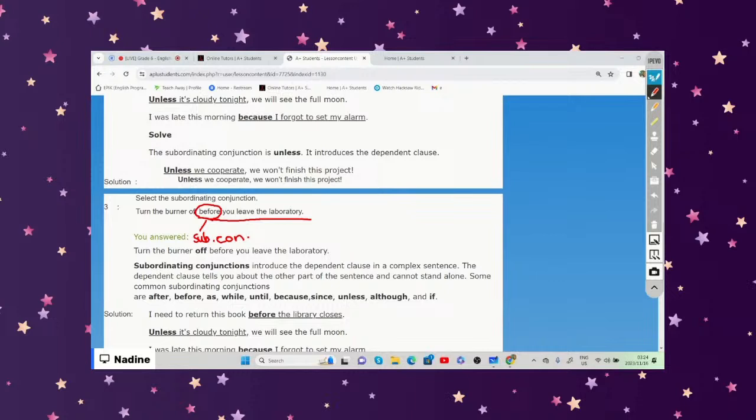So we selected our subordinating conjunction, which is before. And remember, we said that our subordinating conjunction introduces the dependent clause within that complex sentence.